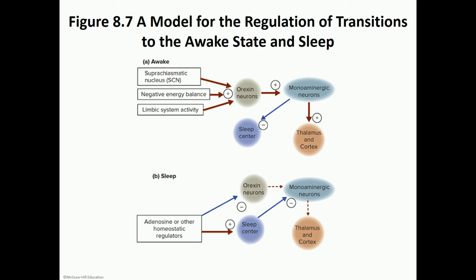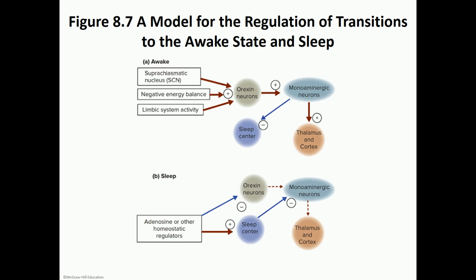Okay, now how do we reverse all that so we can finally fall asleep? Again, it's all about these monoaminergic neurons. You want to inhibit those. You need to stop the norepinephrine, serotonin, and histamine from being released. Now, how do we do that? So either adenosine or other homeostatic regulators. Adenosine is made throughout the day.